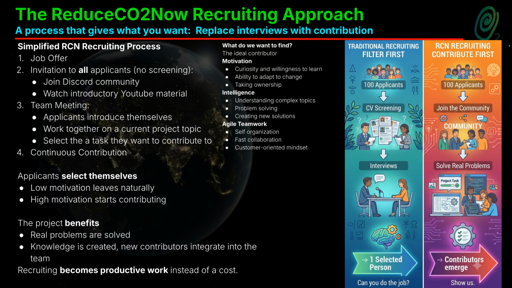What this process is designed for is that we are not selecting anybody really, the applicants select themselves. Low motivation leaves naturally. They're not even going to Discord or they're not going to a meeting. They're never actually starting to produce anything. So low motivation filters itself out and goes away. High motivation actually starts contributing. That's what we want to see. We want to see people who are actually productively contributing to our work.